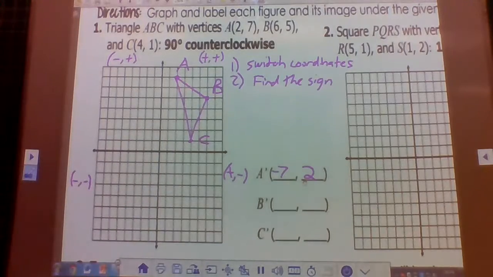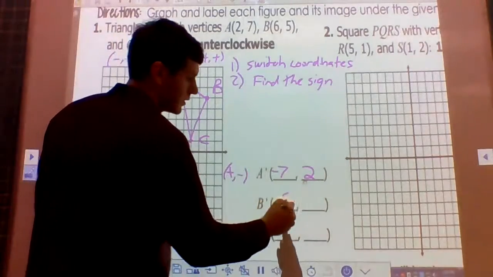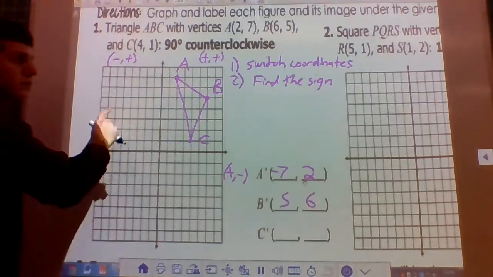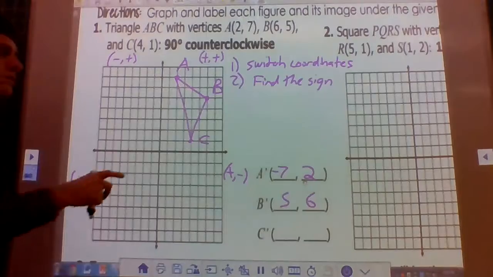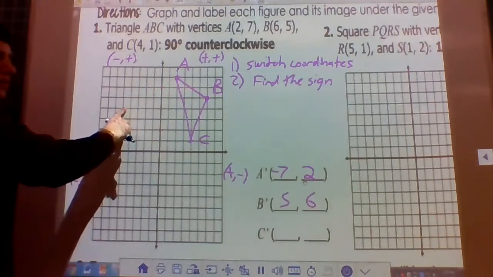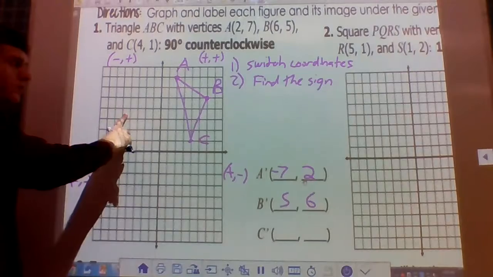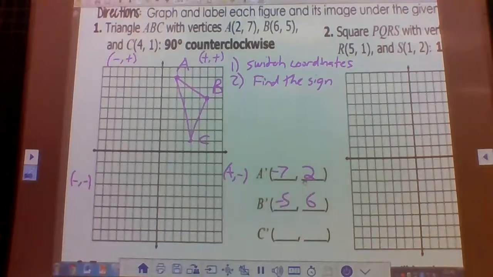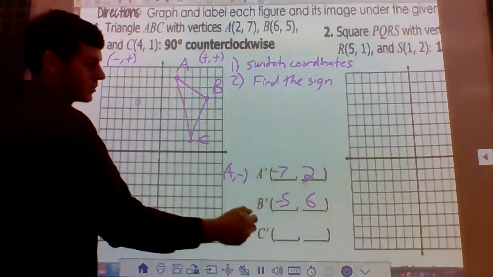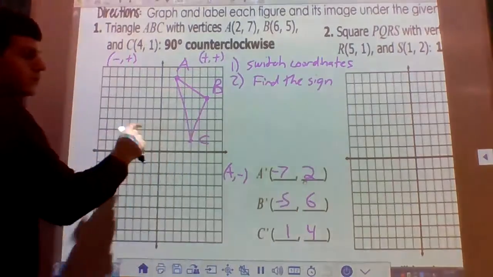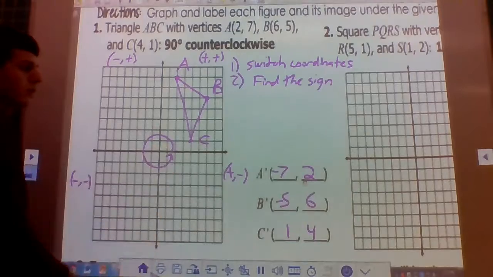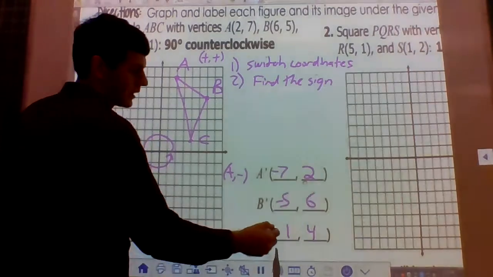The next one, B is 6, 5. So the first step here is to switch the coordinates, so make it a 5 and a 6. Okay, here's B. B is in quadrant 1. If we're going counterclockwise 90 degrees, we're going 1 quadrant over. So 90 degrees counterclockwise puts us in quadrant 2. The signs for quadrant 2 are negative, positive, so it's negative 5, positive 6. Okay. C, again, same thing. First step is switch the coordinates, so it's going to be a 1 and a 4. C is also in the first quadrant, so if we go 90 degrees counterclockwise, that's 1 quadrant over. So it's going to be in quadrant 2, which makes it a negative and a positive.